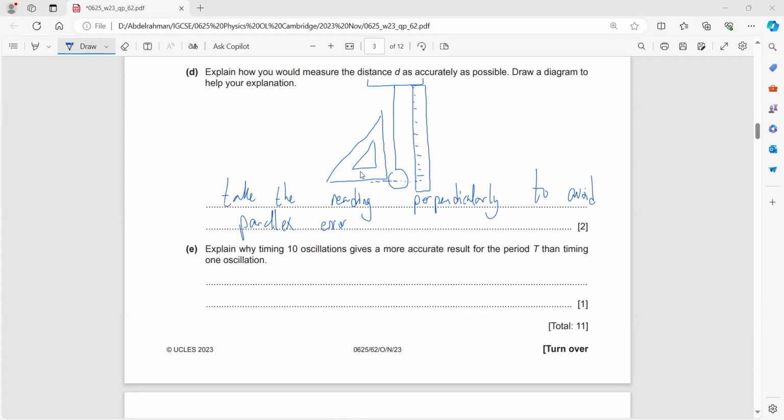No, it doesn't decrease it. The error is there anyway, there is a human error. So what does it do? It decreases the percentage of the human error. Okay.